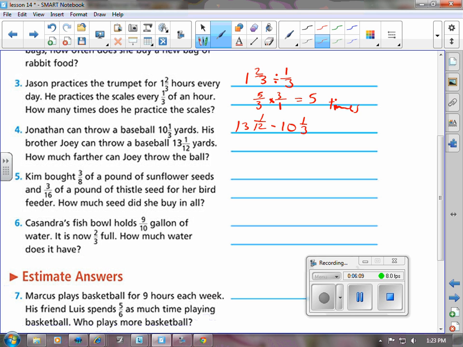Oops, this should be a 12, right? So I'm going to take 3 up to 12 by multiplying by 4. Multiply by 4. So 4/12ths. Okay. And then I'm going to have to borrow and make this 13/12ths minus 4/12ths, which is 9/12ths. And I borrowed from here, so this is now 12. 12 minus 10 is 2, and 9/12ths. And then I can simplify that to 2 3/4 yards. Okay.